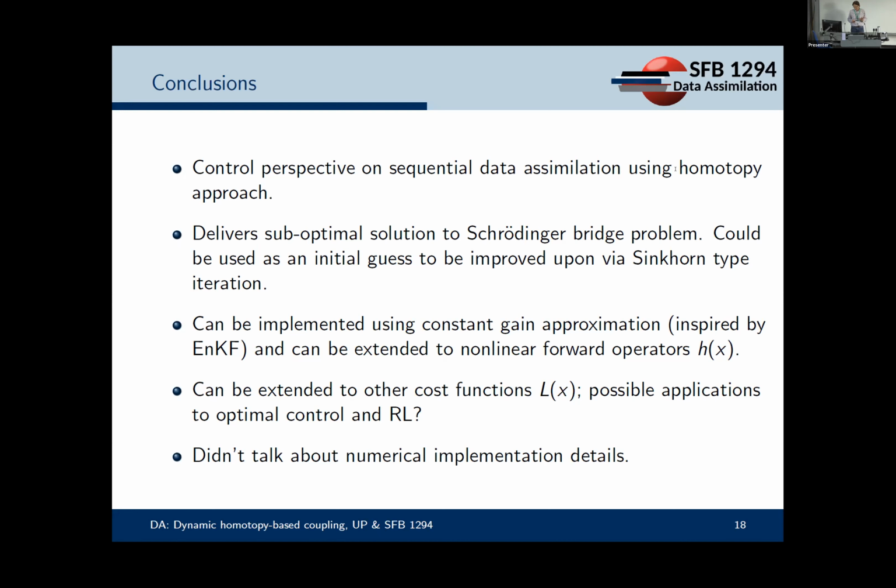And then, of course, there's this big issue of long-term stability. I showed you just a single cycle, and we're now working on doing it for the Lorenz system and similar problems. Okay, so that's it from my end, and thank you very much for listening.